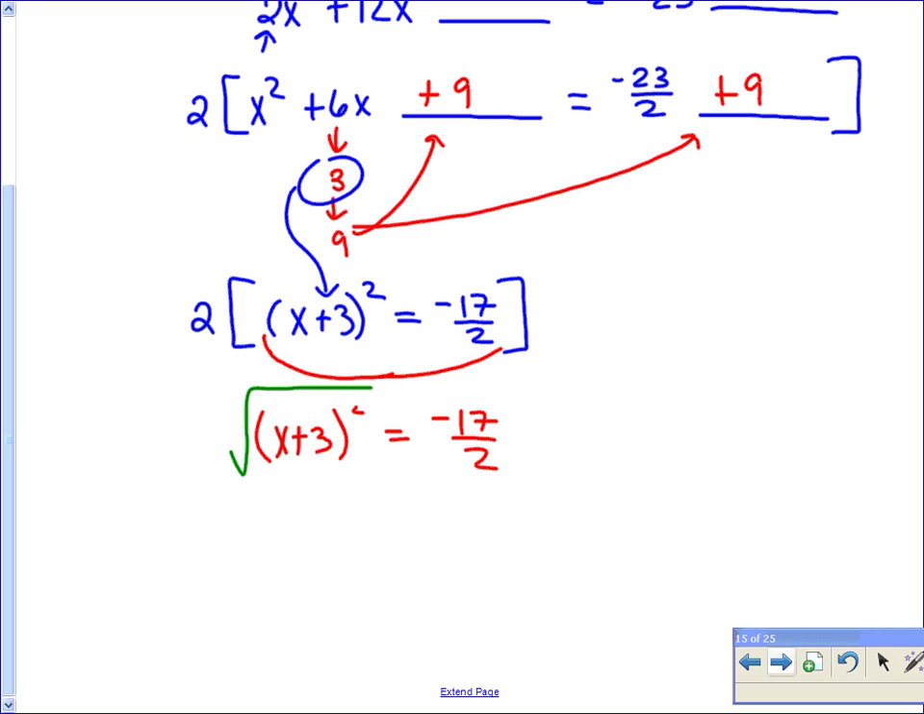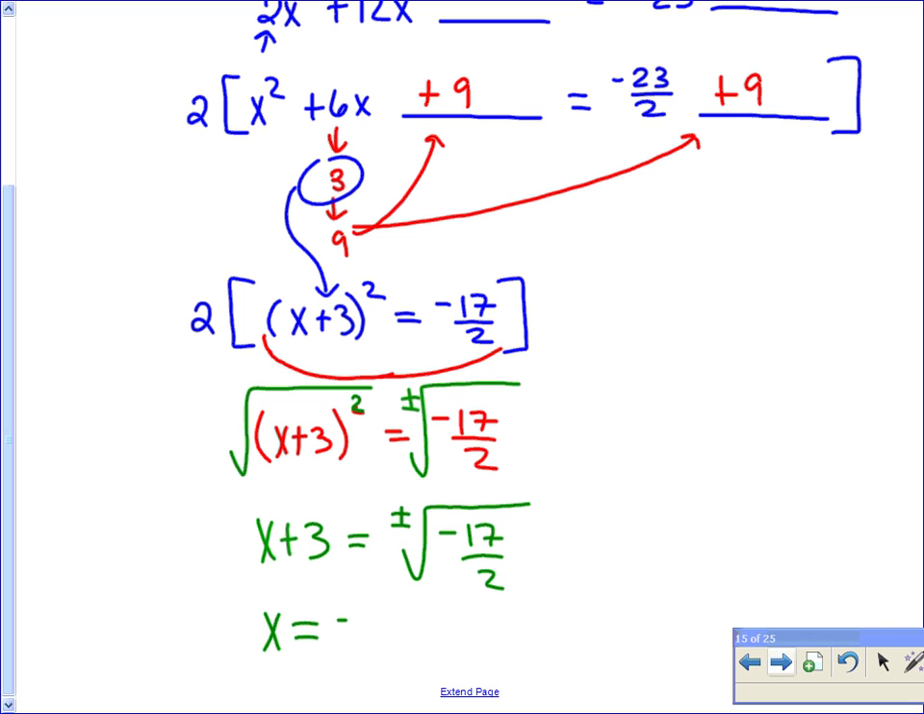I'm taking the square root of both sides because I want to find out what x is, and when I do, I have positive and negative here, and then I end up with x plus 3 is equal to positive or negative square root of negative 17 over 2. And x is equal to negative 3 plus or minus the square root of negative 17 over 2.